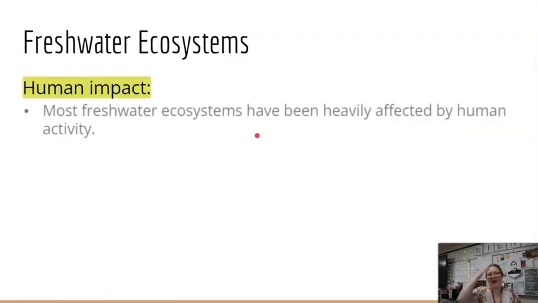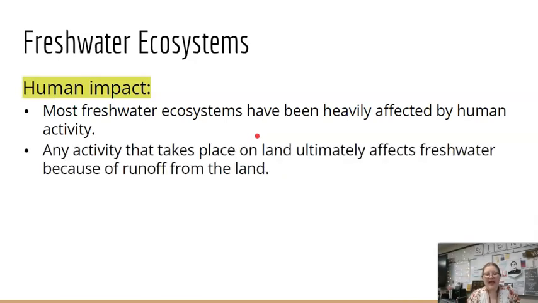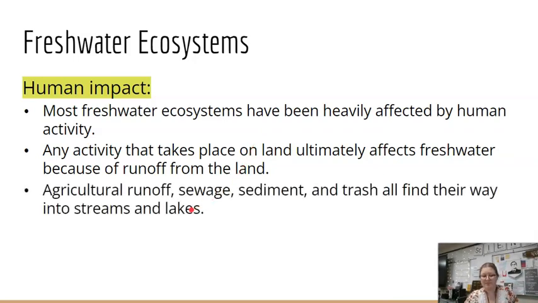So, human impact. Most freshwater ecosystems have been heavily affected by human activity. Any activity that takes place on land ultimately affects freshwater resources because of runoff from the land. So us driving cars, even on the street over here, it's going to rain, the rain is going to take all of the chemicals or sediment that we leave on the road, and everything eventually will end up in some sort of water ecosystem. That includes agricultural runoff, sewage, sediment, and trash that all eventually can find their way into streams and lakes.